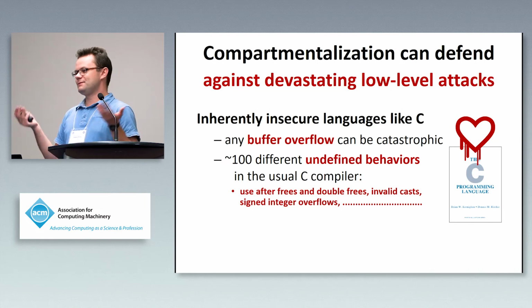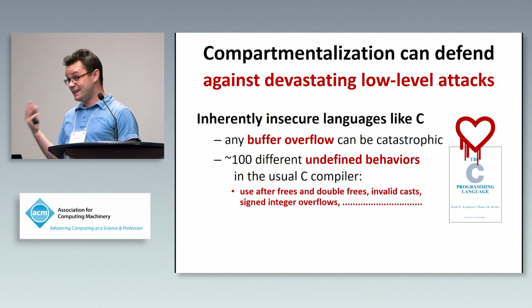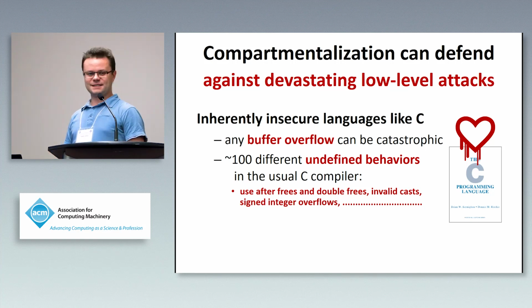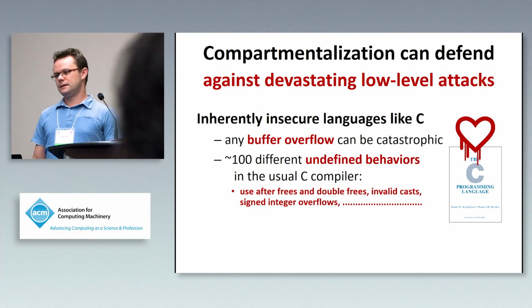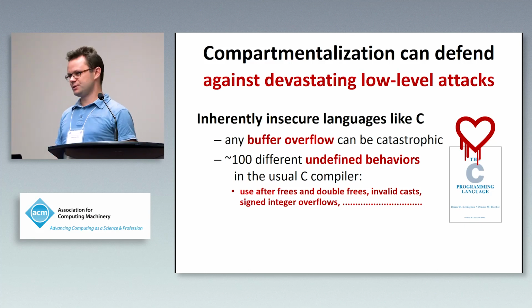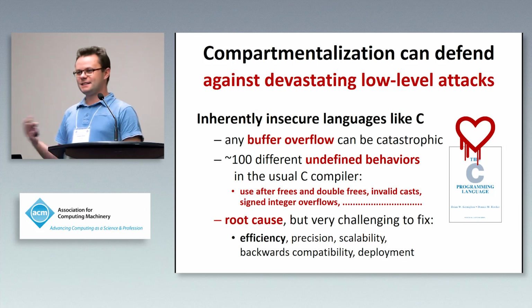This is a very common programming error: you sometimes forget to check upper bounds for integer variables, and if they're signed and they overflow, the standard says it's undefined, and many compilers aggressively exploit that. They assume you're not going to encounter that situation, which means if you do, you lose the guarantees for the whole program. So this is the root cause, but it's very challenging to fix, and there are many reasons for this. But really, the main one is efficiency.